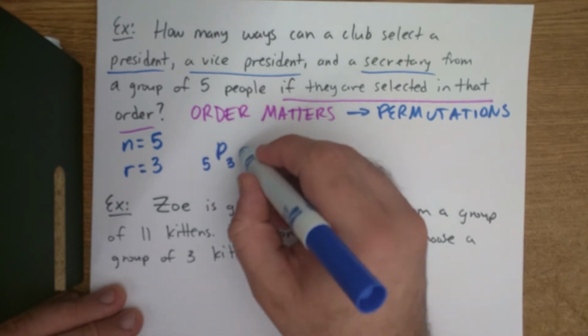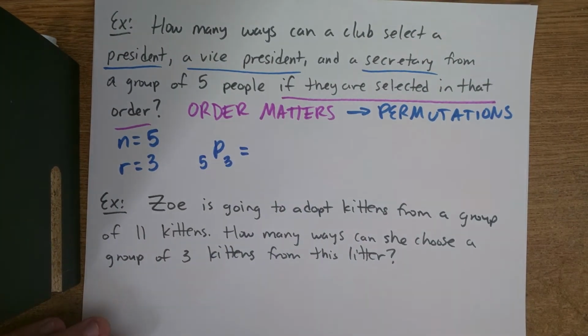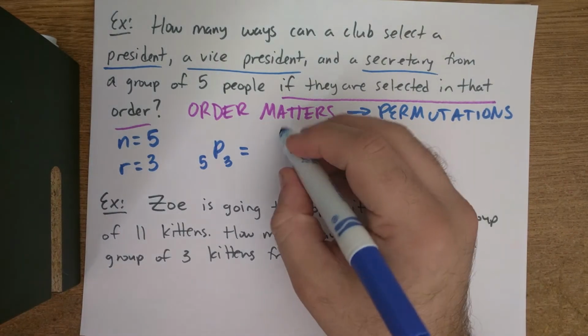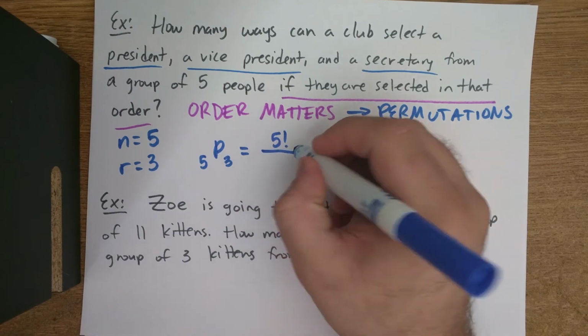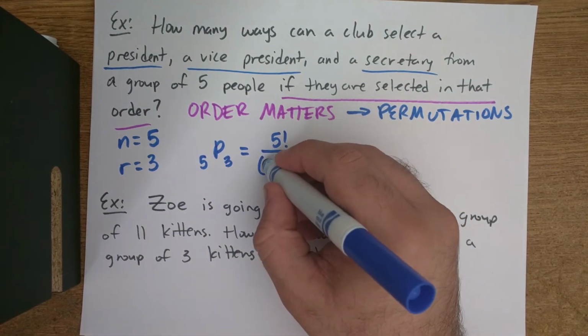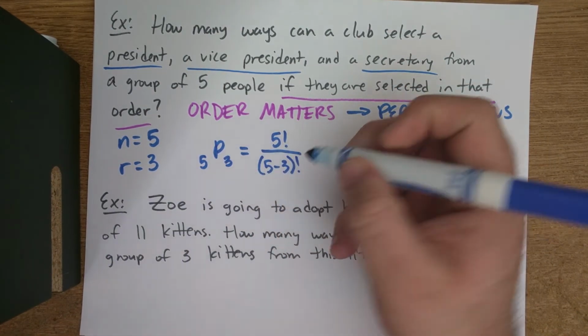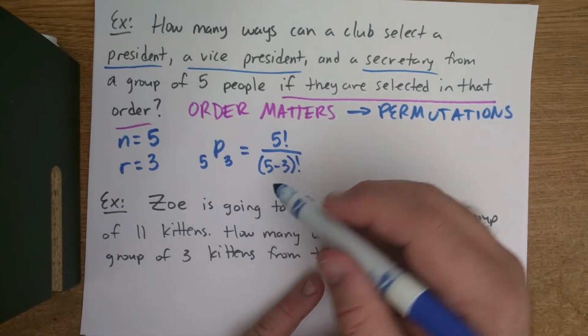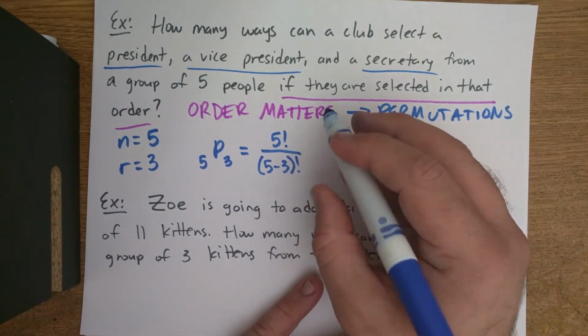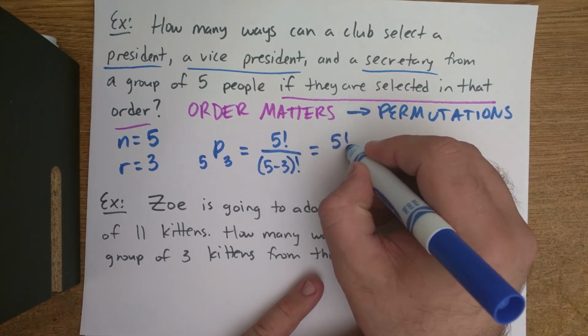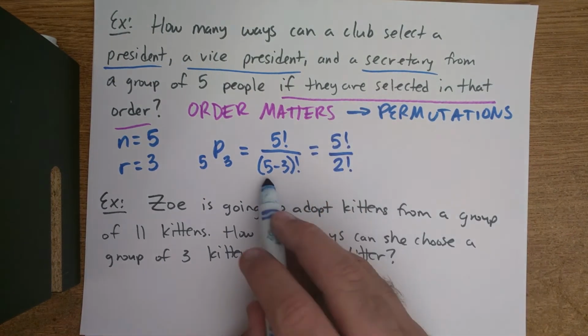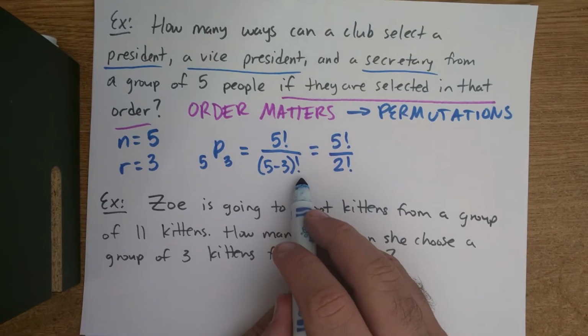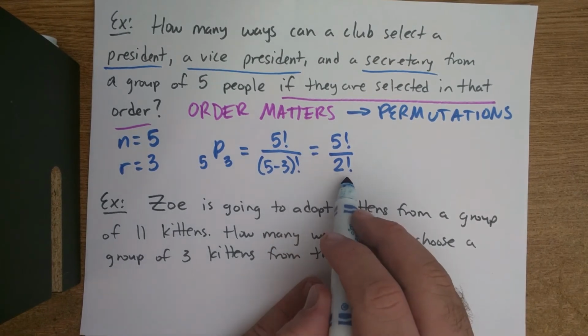5P3 equals, and then on top of the formula, we had n factorial, so 5 factorial, over parentheses 5 minus 3 factorial. So I'm just plugging in for n and r. Now, order of operations still applies, and 5 minus 3 is 2. So 5 minus 3 is 2, but it has a factorial sign after it, so it's 2 factorial.